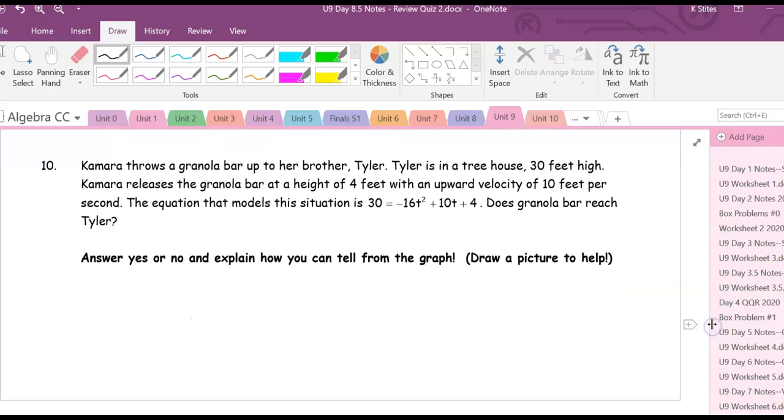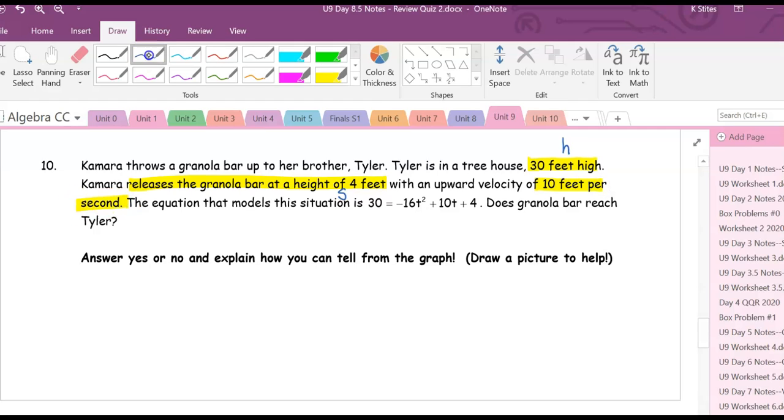All right, last one. Kamara throws a granola bar up to her brother Tyler. Tyler is in a treehouse 30 feet high. Okay, so Kamara is throwing the granola bar. It's going to end up at Tyler. So this 30, this is our end height. Kamara releases the granola bar at a height of 4 feet. Releases, meaning that's when it leaves her hand. That would be our starting height with an upward velocity of 10 feet per second.